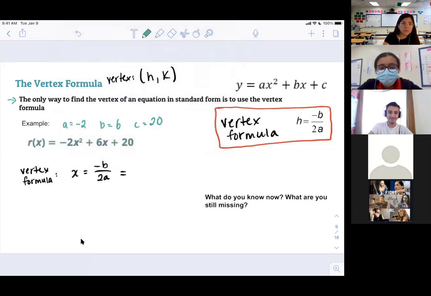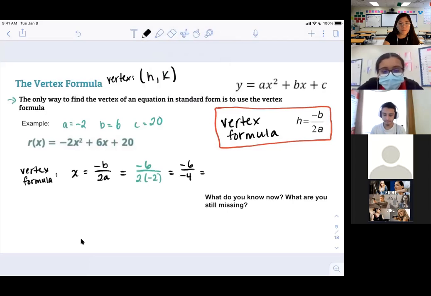Okay, so what am I plugging in for my numerator? Yeah, -6 over 2 times -2. Good. What do I get? -6 over -4. That simplifies to +3 over 2. Good. So I know that X is 3 over 2.